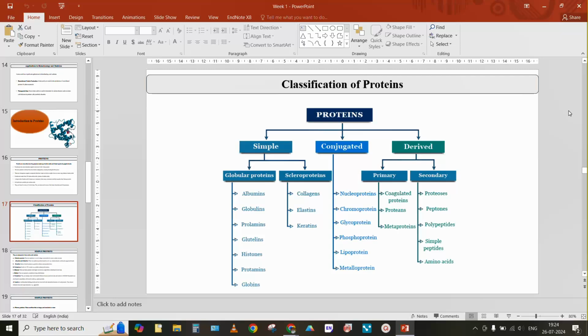In globular proteins, the examples are albumins, globulins, prolamins, glutenins, histones, and protamines. In scleroproteins, it covers collagens, elastins, and keratins. In the conjugated ones, the examples are nucleoproteins, chromoproteins, glycoproteins, phosphoproteins, lipoproteins, and metalloproteins. The last category is further divided into two subclasses, primary derived proteins and secondary derived proteins. The examples of primary are coagulated proteins, proteans, and metaproteins. In the secondary ones, proteoses, peptones, polypeptides, simple peptides, and amino acids.